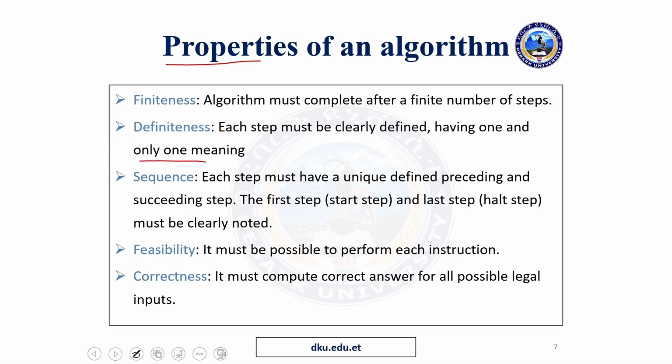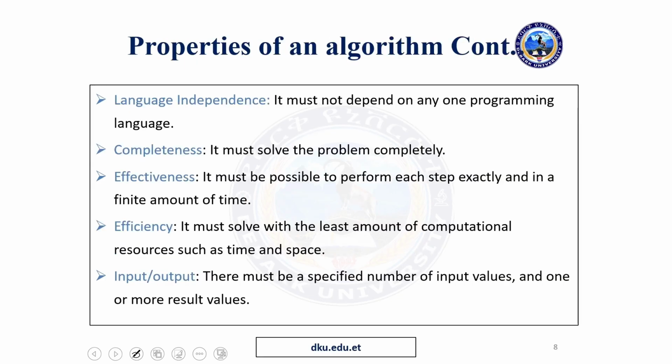And the other property of an algorithm is correctness. So it must be complete, giving the correct answer for all possible legal inputs. The other one is language independence. So each and every algorithm is language independent.